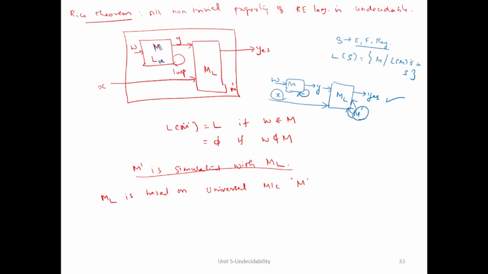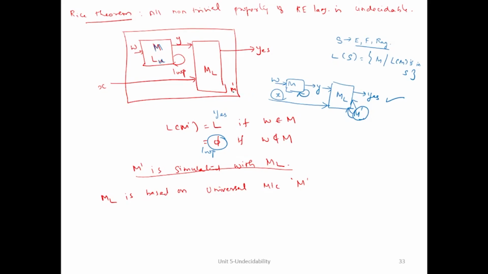So consider L of M dash. L of M dash equals L. That means it will accept when W is accepted by M. Otherwise it will not accept, which means it will not produce output, that is, the machine will go to a looping state. In which situation will the machine go to a looping state? If W is not accepted by M, then M dash will also go to a looping state.